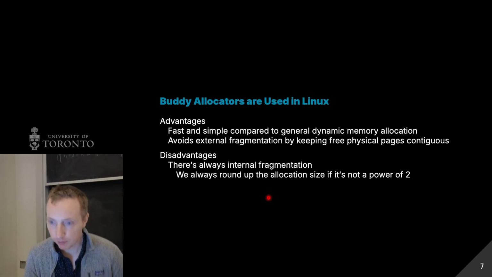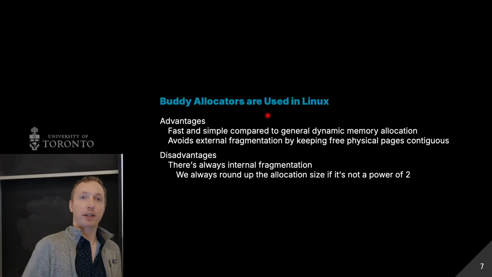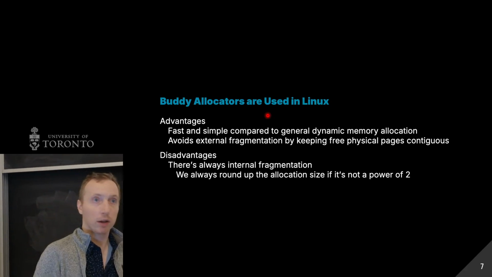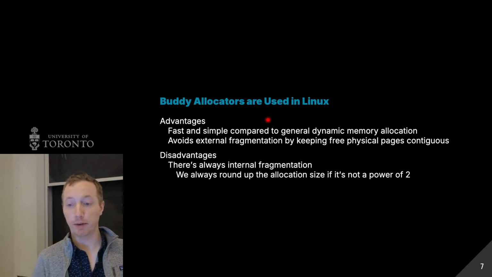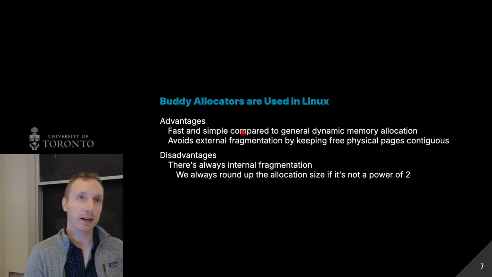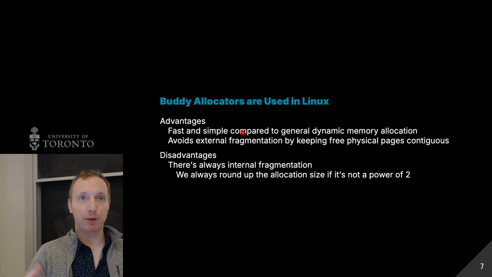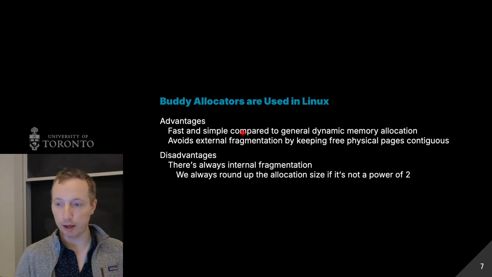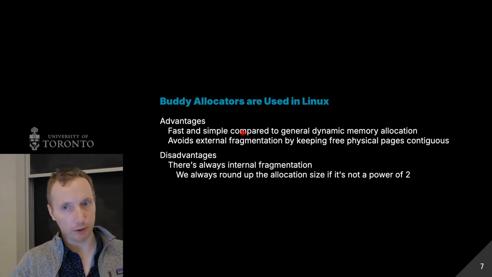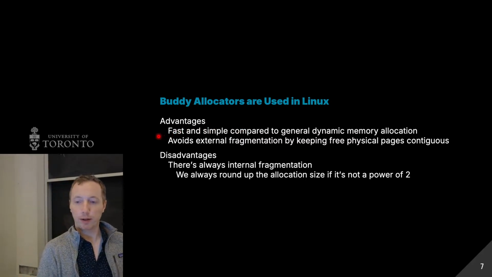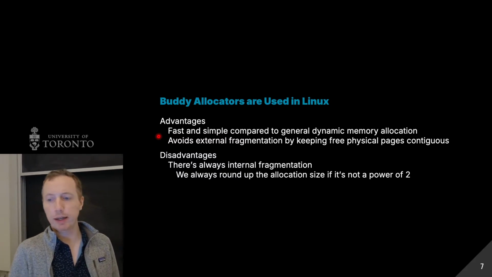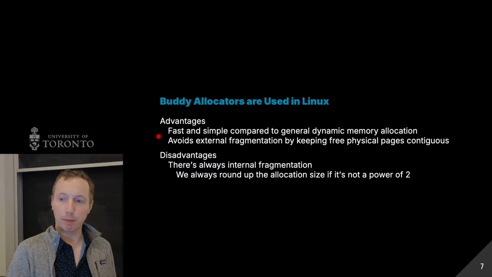All right, so buddy allocators are actually used in the Linux kernel quite a bit because they have several advantages over the default free list implementation. It's fast and pretty simple compared to general dynamic memory allocation. It doesn't have to search the list. It has multiple lists, but only has to check whether an element is there or not. It never has to search the entire list. Worst case, I have to check the list at each level, but that's logarithmic, not that bad. It also avoids external fragmentation, more or less, not completely, but mostly, by keeping things contiguous as much as it can.